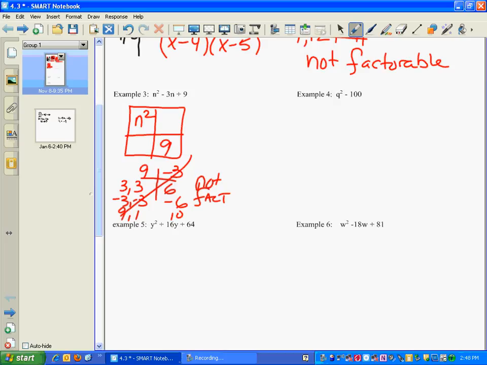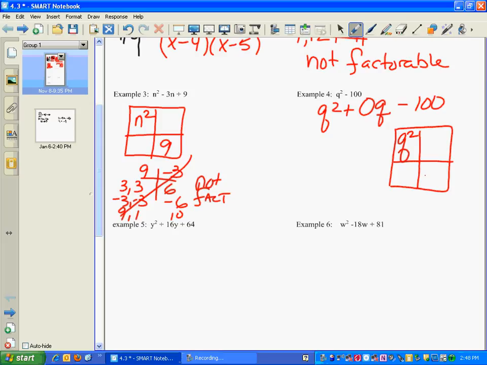Okay. All right. This is q squared plus 0q minus 100. Does that make sense? So in my box, I put q squared here and -100 here. Would you agree? And over here, what are my factors of -100 that give me 0? -10 and +10. So -10q, +10q.